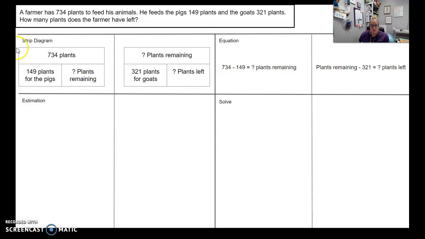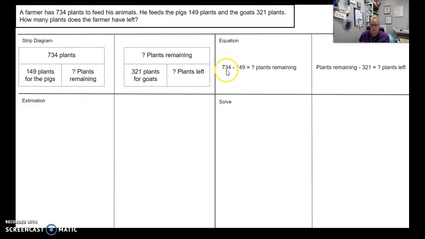Our next question says a farmer has 734 plants to feed his animals. He feeds the pigs 149 plants and the goats 321 plants. How many plants does the farmer have left? Now remember, yesterday we created our strip diagram, and we said there were 734 plants total. He fed the pigs 149 plants, and we're trying to figure out how many plants are left over.